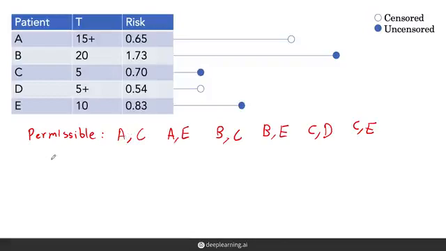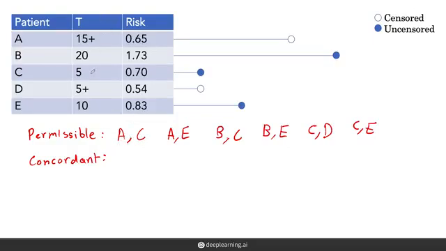Now let's look at our concordant pairs. Notice that when we're looking at concordant pairs, we only have to look at the pairs that were permissible, because only the permissible pairs are comparable. And so now we'll see concordance. Remember, concordance is: does the patient with the worst outcome have the higher risk score? Let's try to determine whether that's the case.